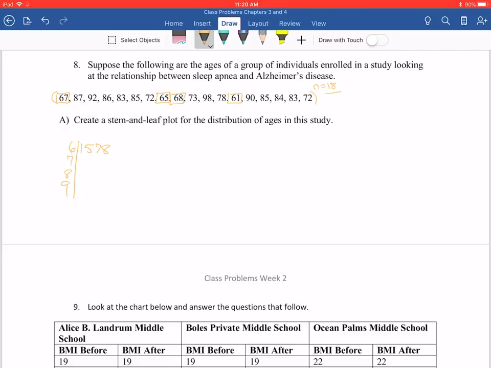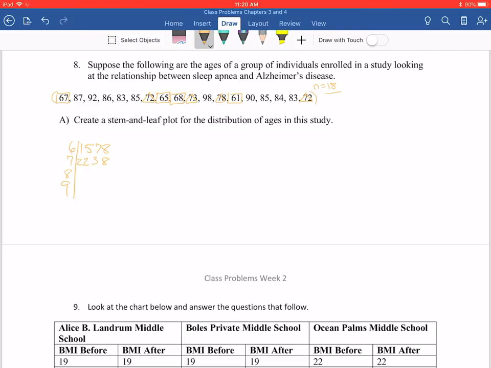Our next stem is 7. For this one, I put triangles over them. By putting triangles over them, it makes them a little different, and you can see the difference between boxes and triangles, and you can write them all out. Now we have all those. It's going to be 72, 72, 73, and 78.